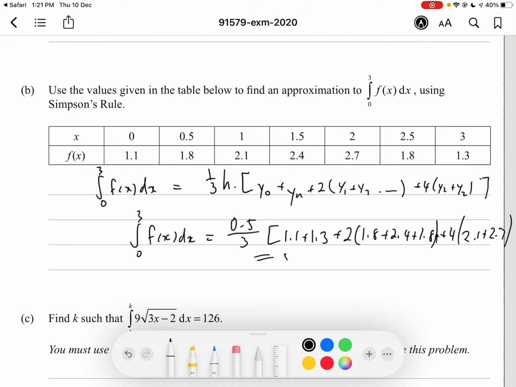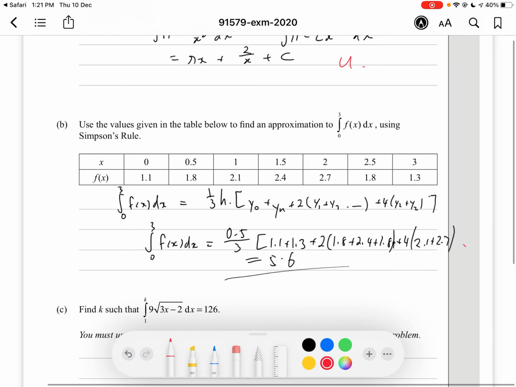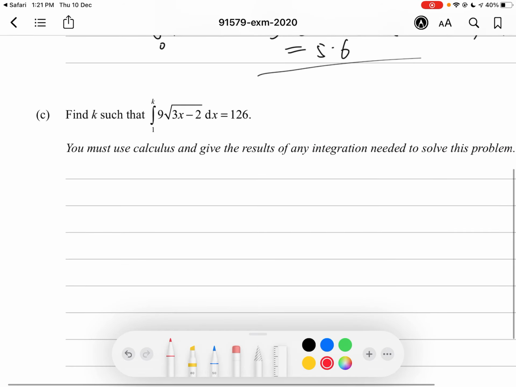So we should be getting our answer is 5.6. That's our answer for this question. This should be an achieved question. Apologize for the long wait there.